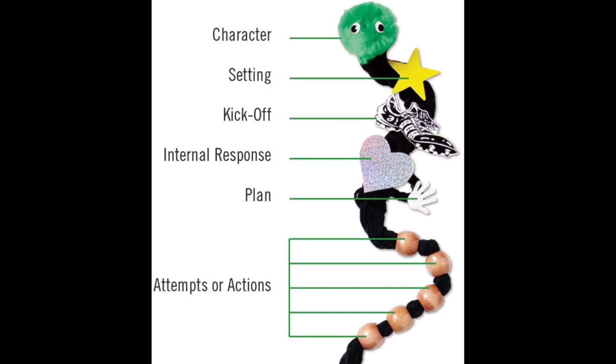The first story element that we see is our character. This is the green puff with the googly eyes. Our character is who the story is about. This might be an animal, a person, or some other type of creature.